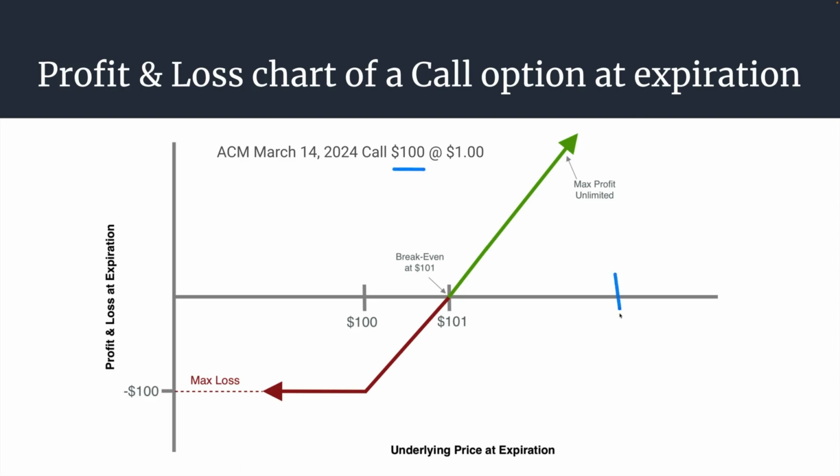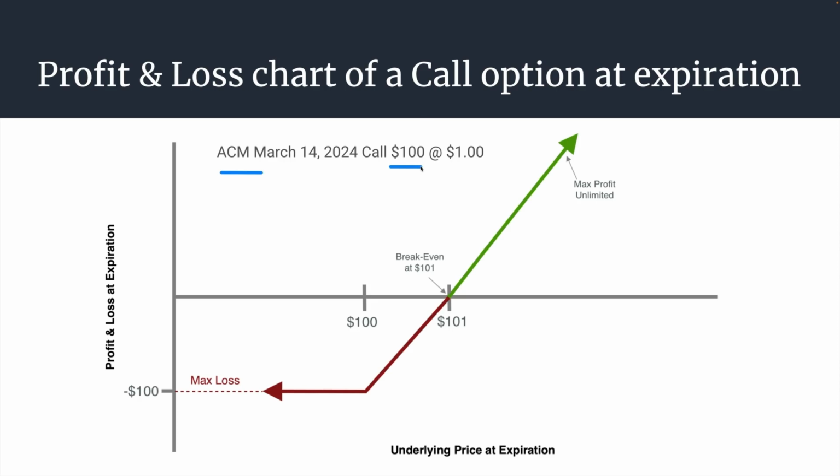So if ACM is trading at $110, we could force the seller of the options contract to sell us 100 shares at $100, and then we would own 100 shares that we paid $100 for, but the real value is $110. So we could almost turn around and sell those shares on the open market and make a $10 per share profit. So whenever ACM is above $100, we call that being in the money. That's when the call option starts to be worth something.